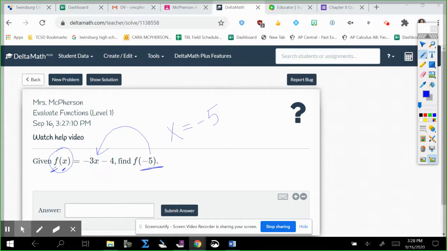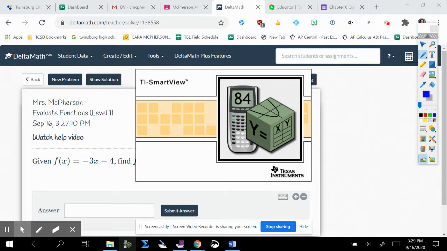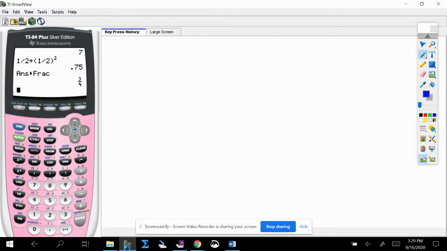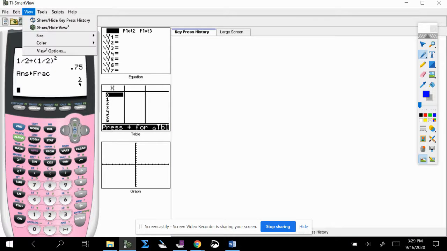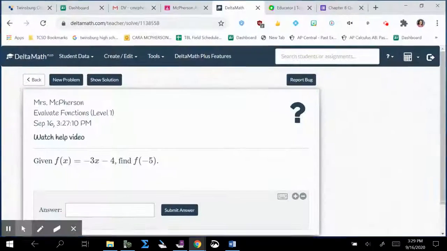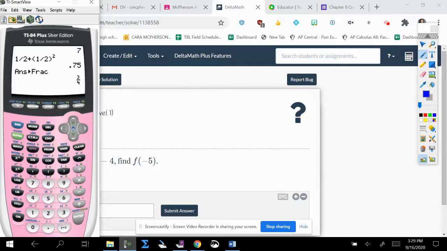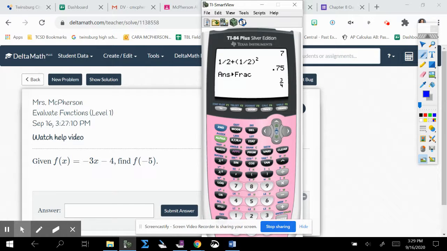So if you have a calculator handy, you can go through and do this on a calculator. Let's see if I can get my calculator to pop up for me. That is the nice thing about having a calculator close. You can save yourself a lot of time here. Okay, so if I want to do this on my calculator, I'm going to do negative 3 times negative 5, and then minus 4, and get my answer.